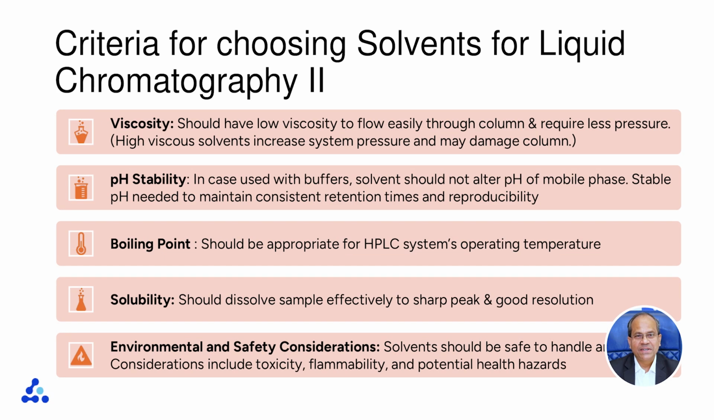Some other factors, like viscosity: solvents should have low viscosity to flow easily through the column. pH stability: when used with buffers, solvents should not alter the pH of the mobile phase, and stable pH is needed to maintain consistent retention time and reproducibility. Besides, the solvent's boiling point should be appropriate for the HPLC system's operating temperature, and it should dissolve samples effectively to get sharp peaks and good resolution. And above all, environmental and safety considerations should be taken into account.